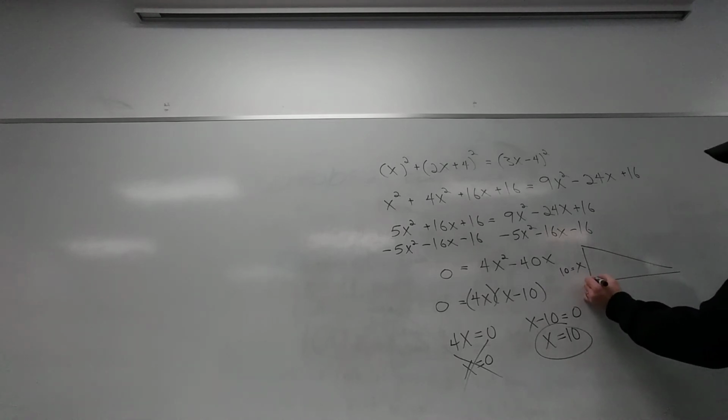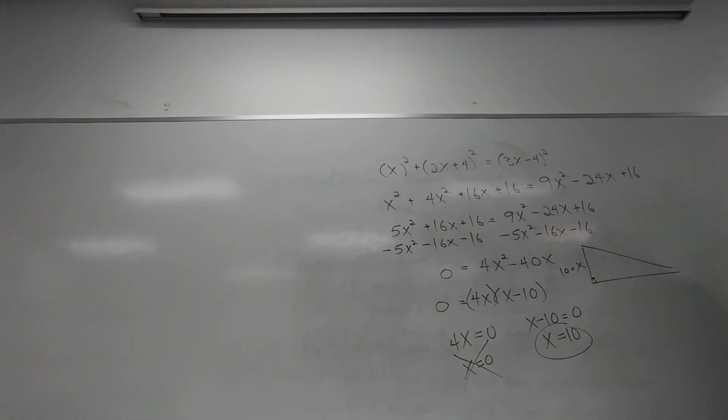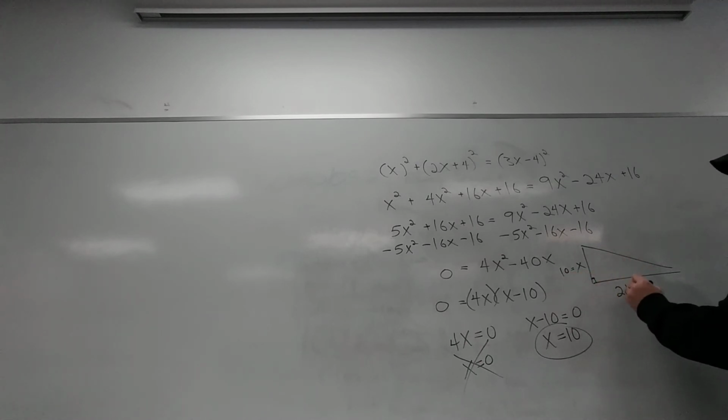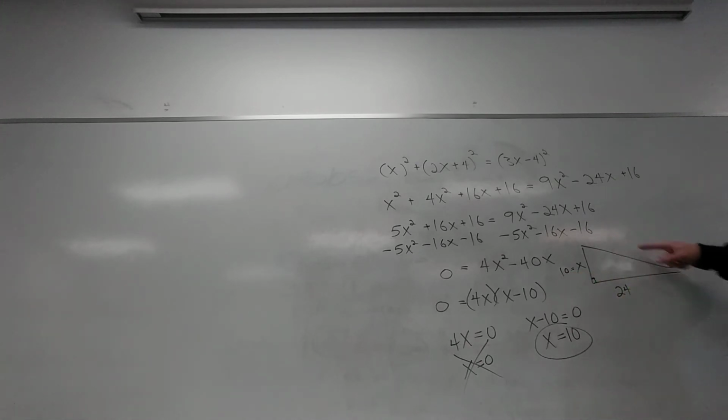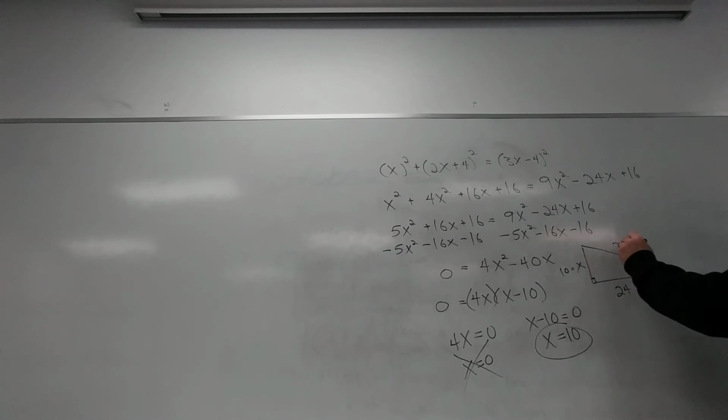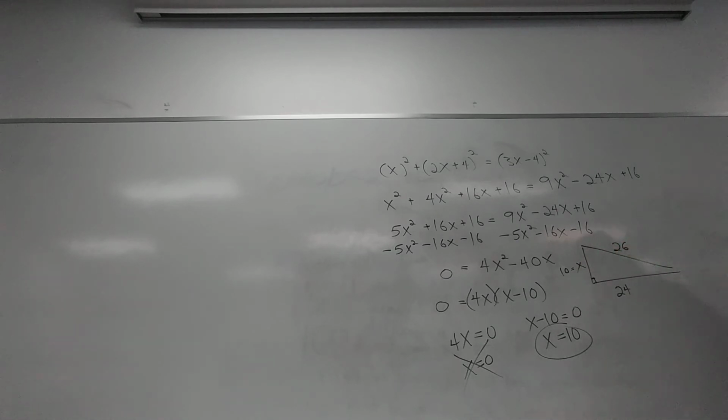The base of the triangle was 2 times 10 plus 4. So that's 2 times 10 is 20. 20 plus 4 is 24. And then the hypotenuse, if you recall, was 3x minus 4. 3 times 10 is 30, minus 4 is 26. So there are the dimensions of this right triangle.